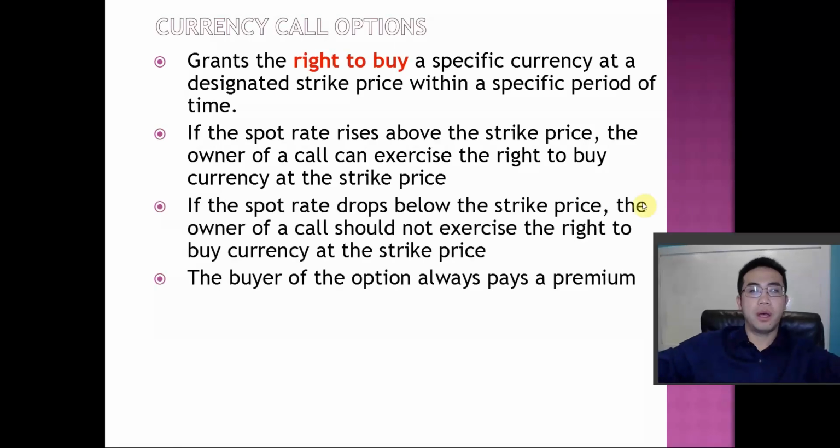If the spot rate drops below the strike price, then the buyer of the option should not exercise the right to buy the currency at the strike price. What that means is if they exercise the option to buy at the strike, they will pay a higher price, and if they sell, they can only sell at a spot rate, which is lower than the price they pay. So they are only asking for a loss. For a rational trader, they would never do that. So the rational choice here is to not exercise the call option when it is out of the money. And you need to be aware that the buyer of the option always pays the premium.